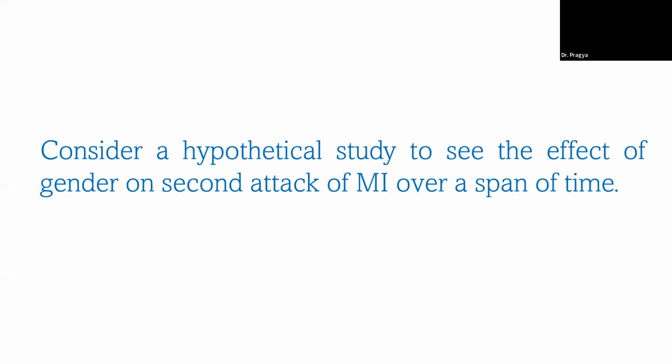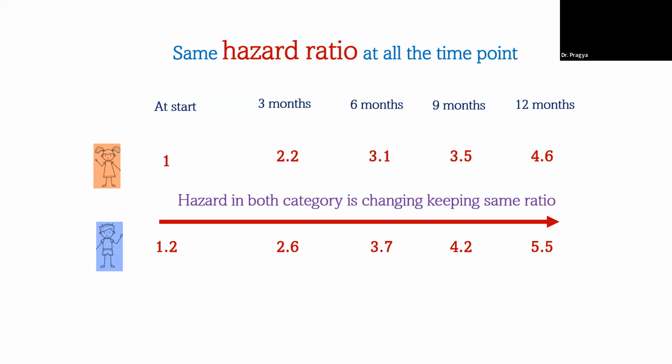So now consider a hypothetical study where I want to see the effect of gender on the second attack of MI. My study subjects will be all those people who had a first attack of myocardial infarction, and I want to see in what time they will have a second attack of myocardial infarction, and whether it will be early in male or early in female. So this is the hazard ratio. I've not told you about hazard ratio until now, but just think that this is the same as odds ratio.